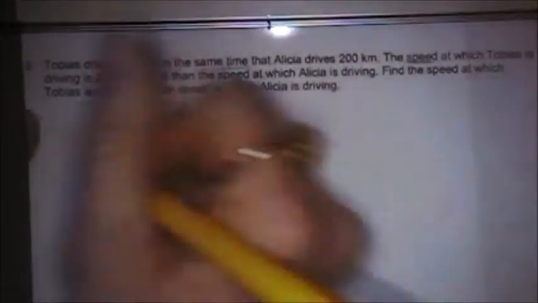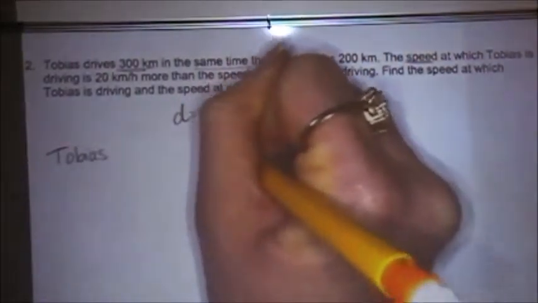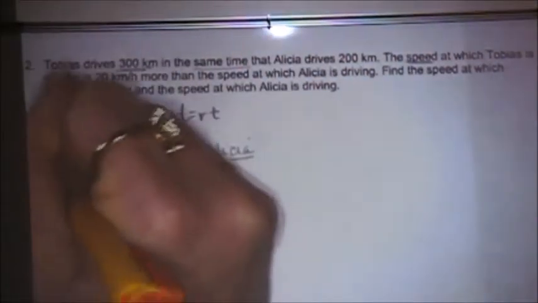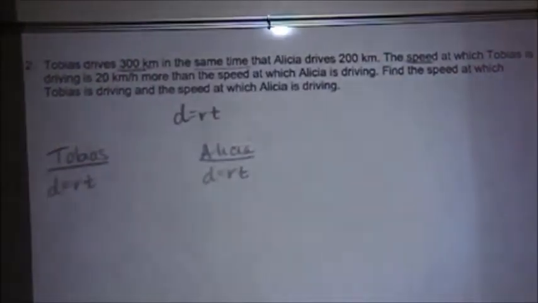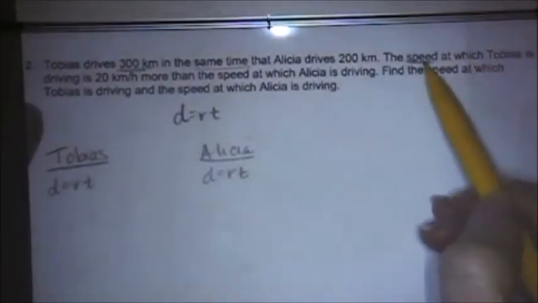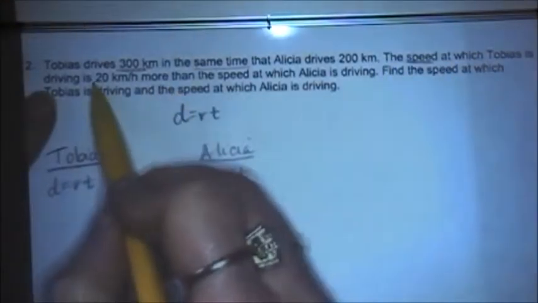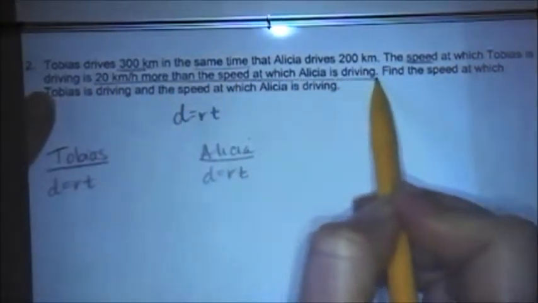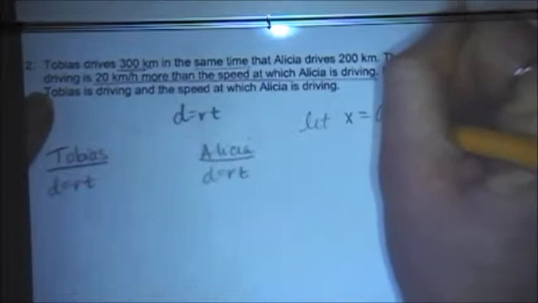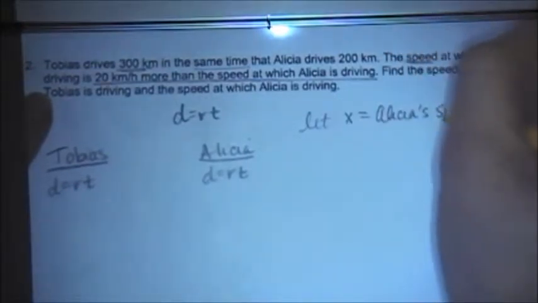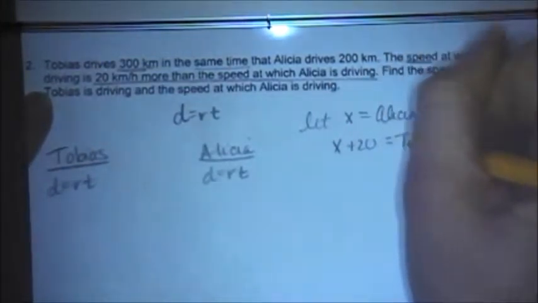But I have two people. I have Tobias and I have Alicia. So I'm going to have a D equals RT for each. Now that doesn't look like it's going to be rational, but it just depends on which pieces we have. Now if I go back and read it again, I do see that the speed at which Tobias is driving is 20 more than the speed at which Alicia is driving. So I need to know how fast Alicia is driving. I'm going to let x equal Alicia's speed, which means x plus 20 is Tobias's speed.